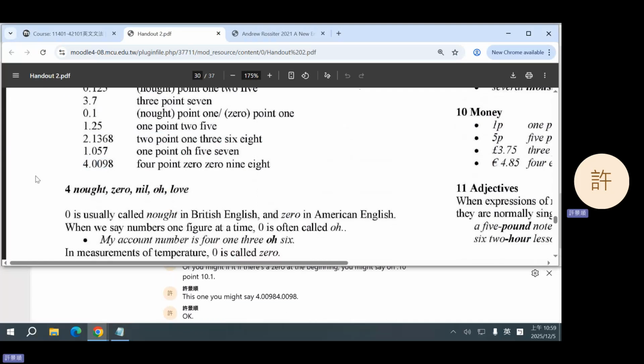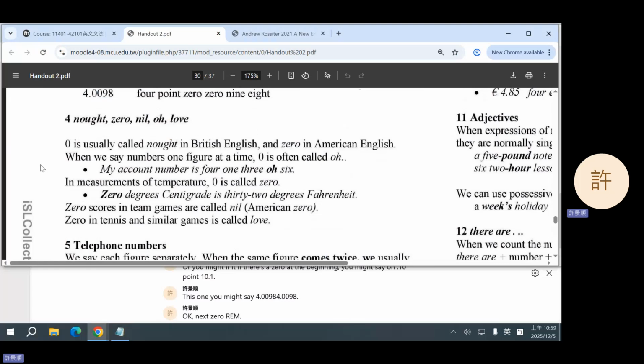Okay, next, 0. Remember, 0 is plural. There are 0 pieces of pizza left. Yes, only the British say "nought."